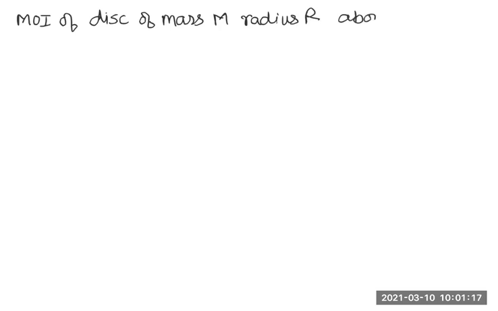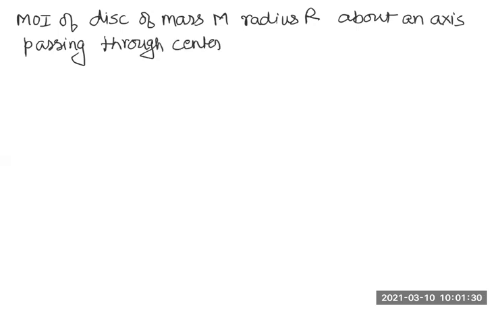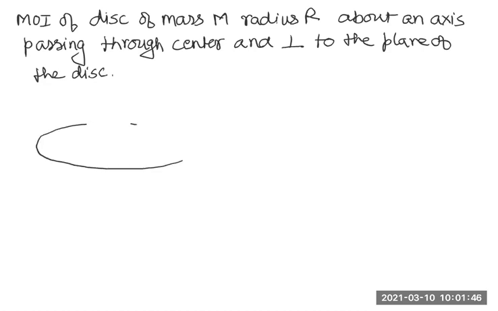Moment of inertia of this, of mass M, radius R, about an axis passing through the center and perpendicular to the plane of the disk. Right, again, I would like to draw a diagram. The diagram will be absolutely the same as the diagram of the ring.